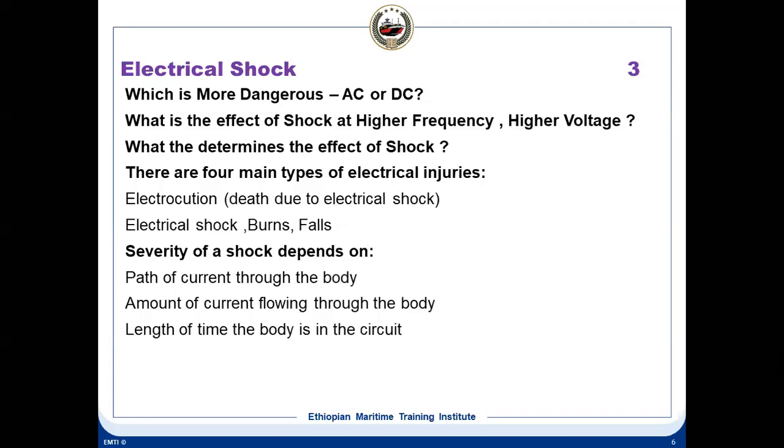Then what are the main types of electrical injuries? As I told you, electrocution means death, and because of the electrical shock there can be burns, there can be falls. Again, the severity of the shock depends upon the path of the current through the body, how much current is flowing, and the length of time the body is in the circuit, how much time you are exposed.